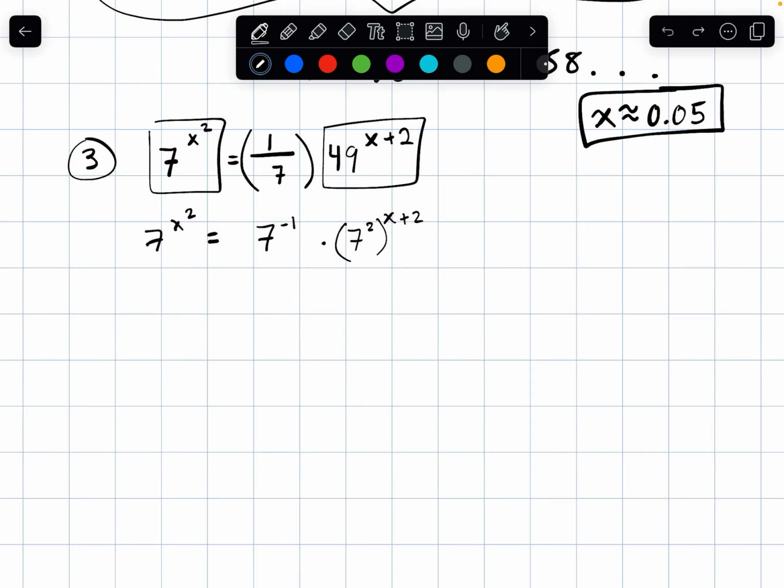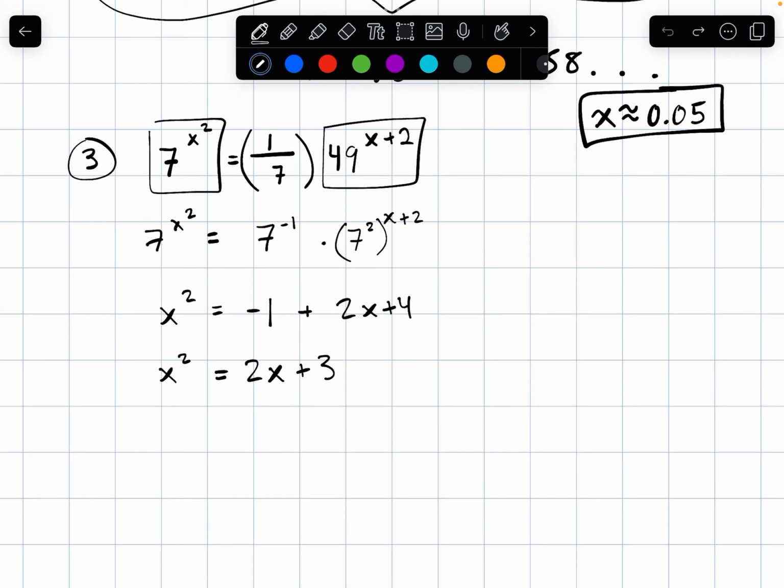They're all 7s. So now, because they're all 7s, I can say that x squared equals -1 plus, remember the rule is when I multiply powers, I have to add the exponents. So -1 plus 2x plus 4. Well, where'd this 2x plus 4 come from? That's just distributing this 2 to both these pieces. All right, that's where that comes from. We did this in 8.2, so this is just a review of 8.2. So now I've got x squared equals 2x plus 3.